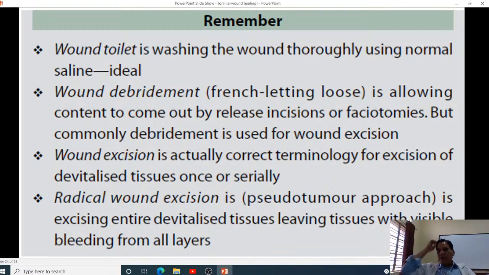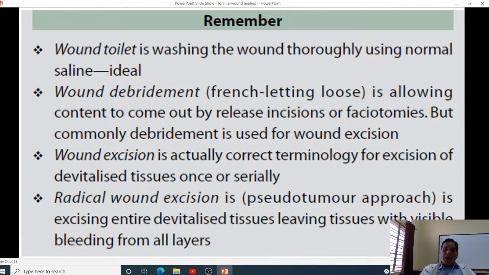So what you have to remember? It is a wound toilet. How do you do it? The toilet of the wound with normal saline, which is the most important and ideal, sometimes adding betadine or hydrogen peroxide. So you have to clean the wound. You have to wash it thoroughly so that no organism or mud or dirt is left inside. You have to excise the wound wherever there is associated devitalized tissue. Many times you have to do it once or maybe serially.